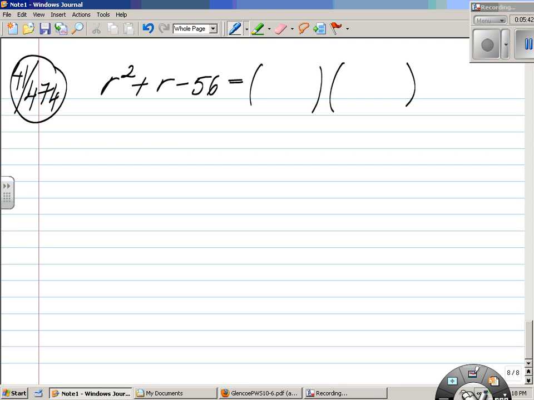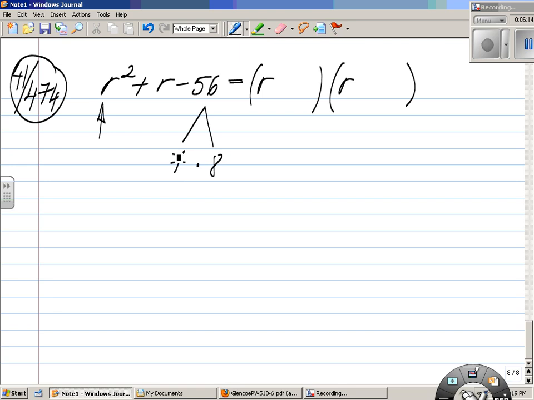I will have two binomials. What will be the first term of each binomial, knowing that their product is r squared? Absolutely, r and r. Okay, now I'm checking the last number is negative 56. Can you give me two factors of 56? How did you get that? It's on the board. Great.